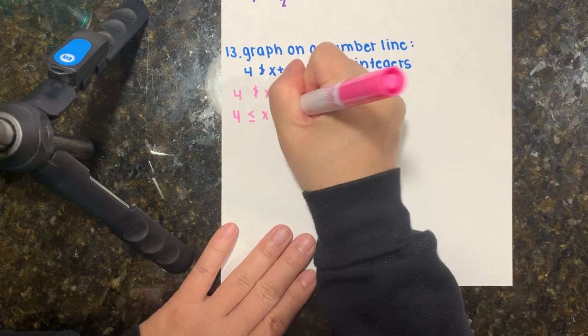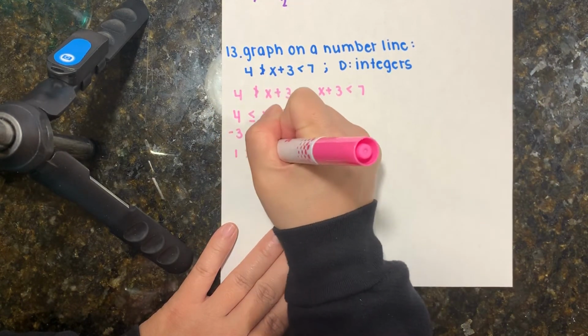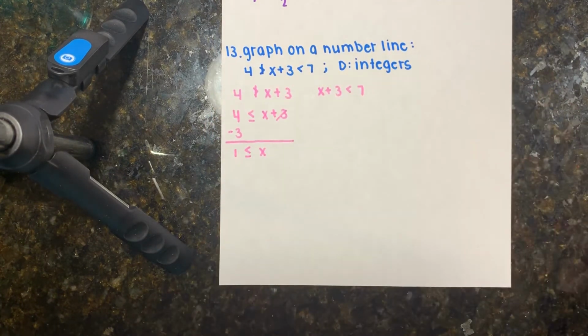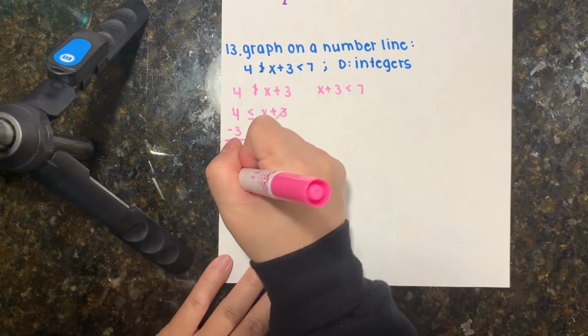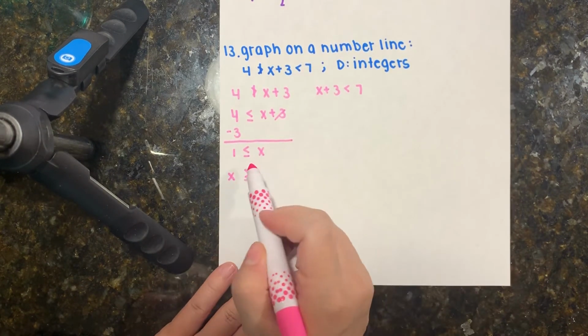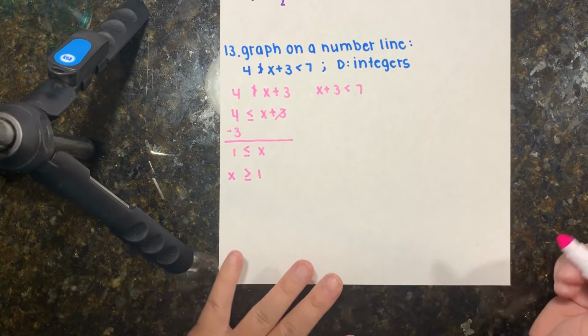Then I'm gonna move the 3 to the other side by subtracting it. So that means I have 1 is less than or equal to x. I always want the x to be on the left-hand side. So when I do that, all I do is flip the whole inequality. So this would become x is greater than or equal to 1. So all I did was basically mirror it, so the x is on the left side.